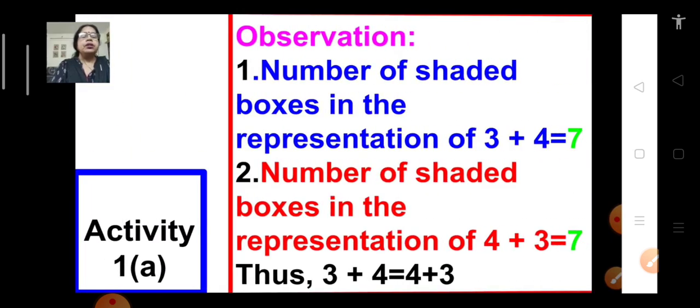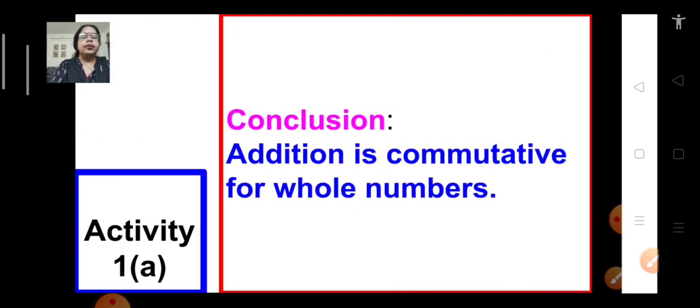Now what is the observation? The number of shaded boxes in the representation of 3 plus 4 is equal to 7, and the number of shaded boxes in the representation of 4 plus 3 is equal to 7. Thus 3 plus 4 is equal to 4 plus 3. So what is the conclusion? It is, addition is commutative for whole numbers.